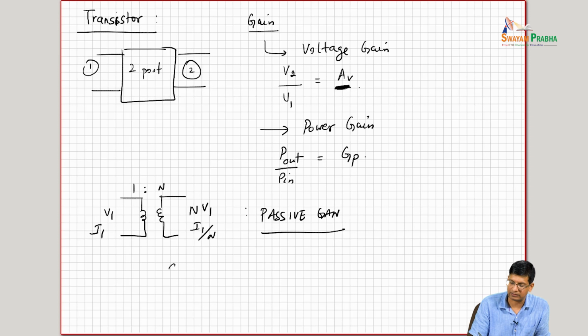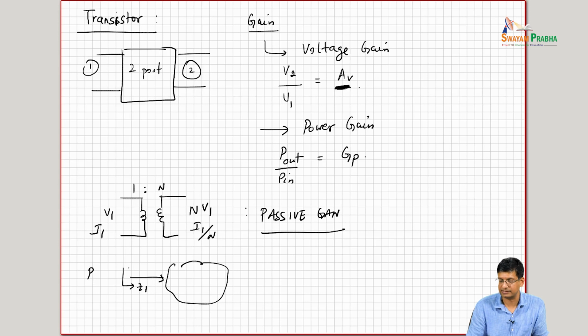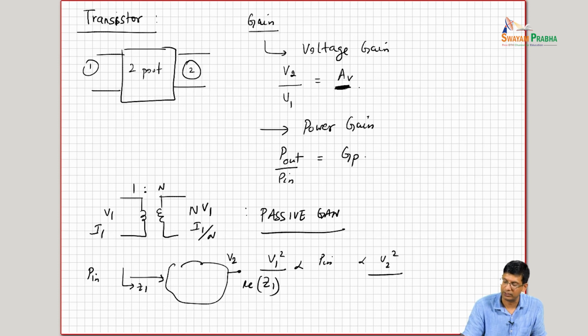Broadly speaking, you can think about some passive network, and looking into this side, let's say the impedance is Z1. You are applying some power into the device, which is Pin. So V1 squared divided by the real part of Z1 is going to be proportional to Pin. Then on this side of the network, let's say that you have the same Pin, but this is V2 because this has a different impedance. So this is proportional to V2 squared divided by the real part of Z2.